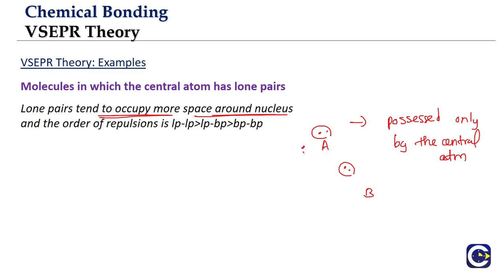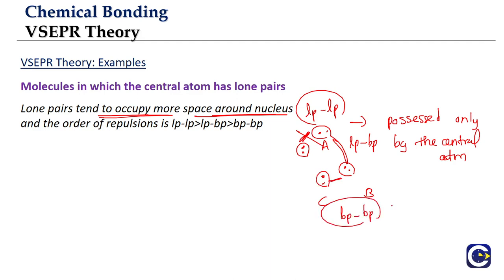If you have another lone pair, because they are closer in terms of proximity, lone pair and lone pair repulsions will be of a higher order than lone pair and bond pair. If you have another bond, let us say A is forming another bond with C, the bond pair and bond pair repulsions will be of an even lower order. So lone pair repulsions will be stronger than lone pair bond pair, which will be stronger than bond pair and bond pair.